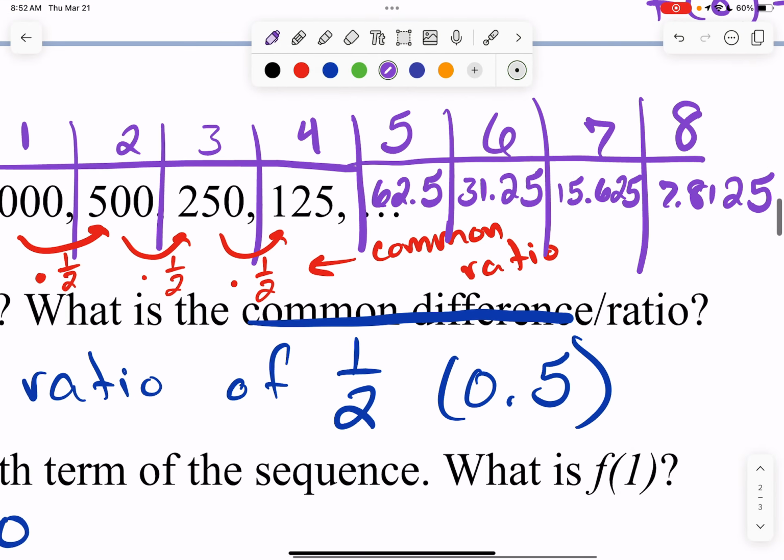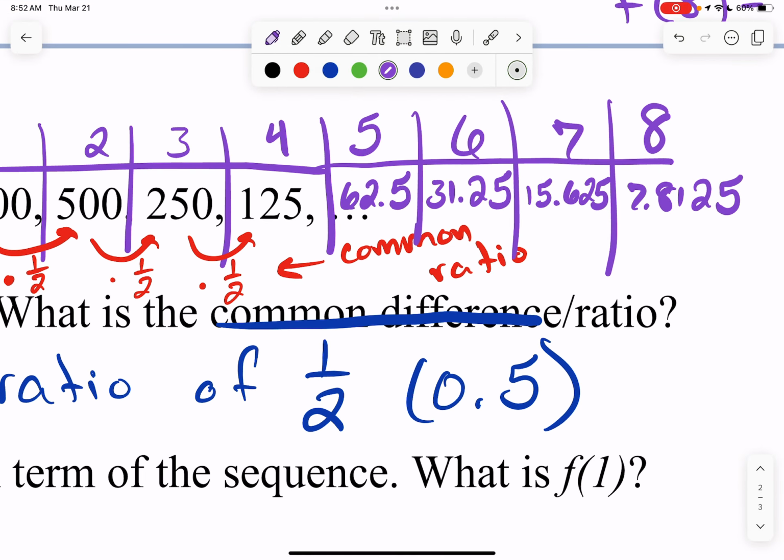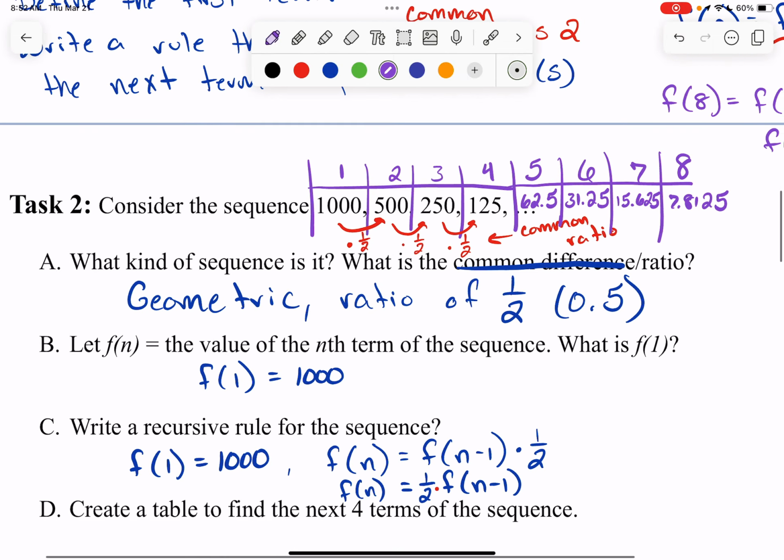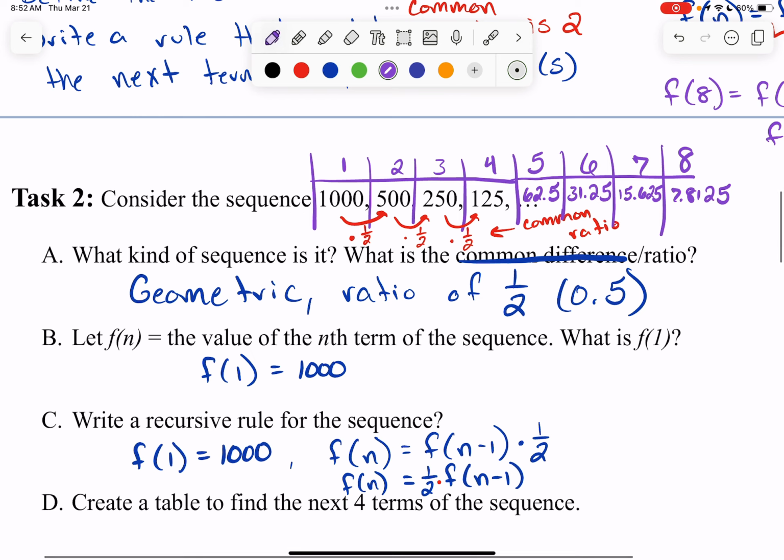So there are the next 4 terms. I was able to very quickly find those. Excel would find them really quickly too, if you wanted to use some of your Excel skills. So we found the next 4 terms of our sequence. They are right there: the 5th term, 6, 7, and 8.